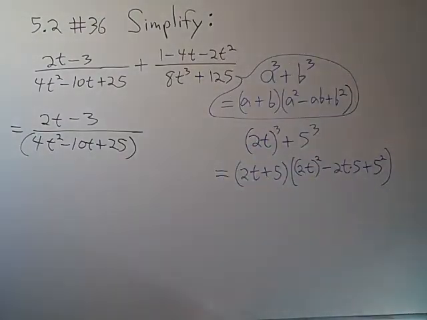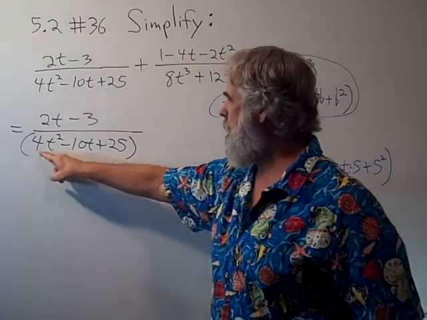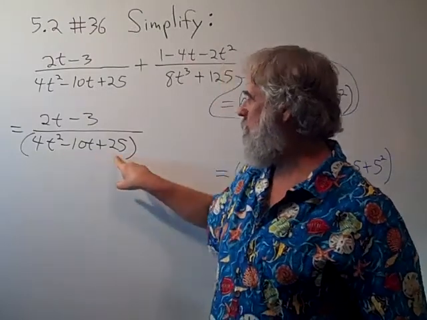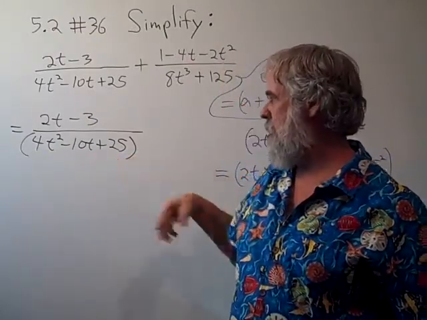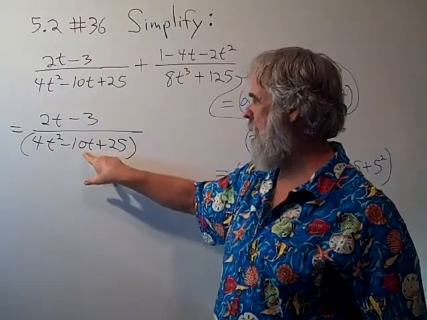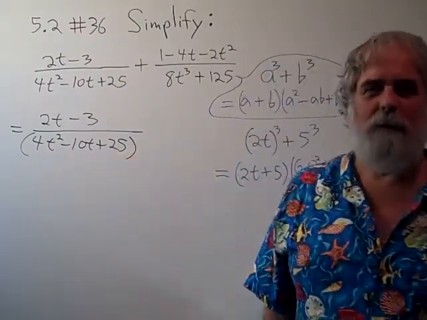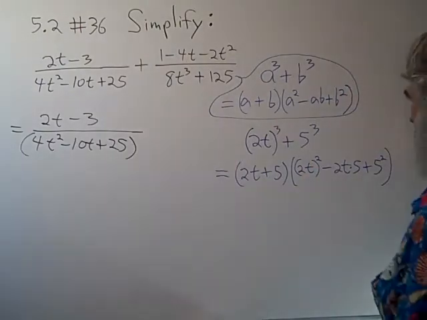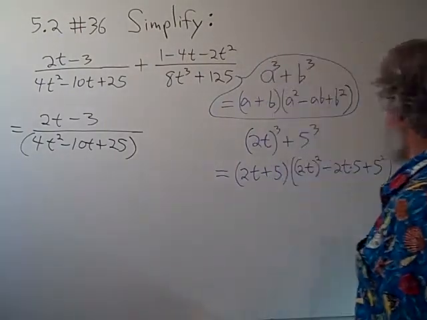You can try. If you multiply the two numbers together, you get 100. 4 times 25 is 100. So you're looking for two numbers whose product is 100 and that add up to 10, which is an impossible thing to accomplish. So that is a prime polynomial.